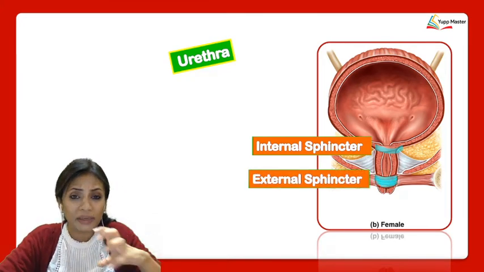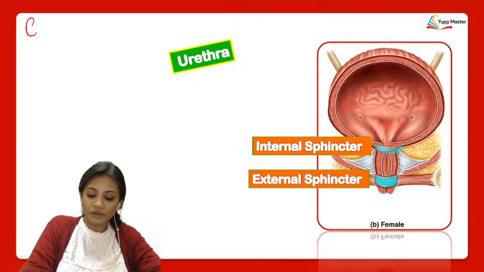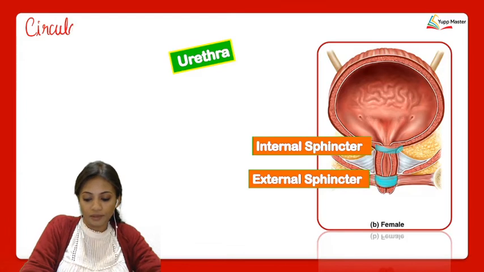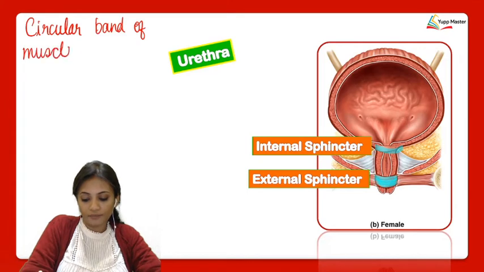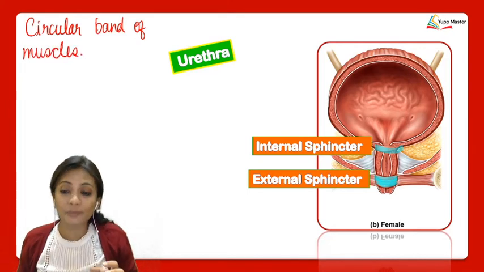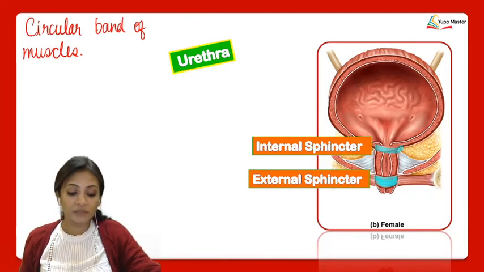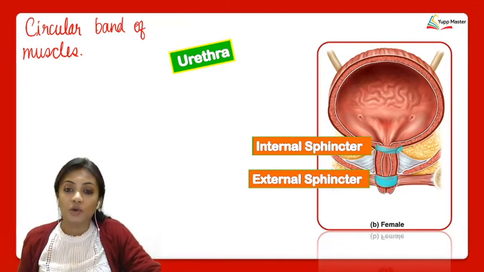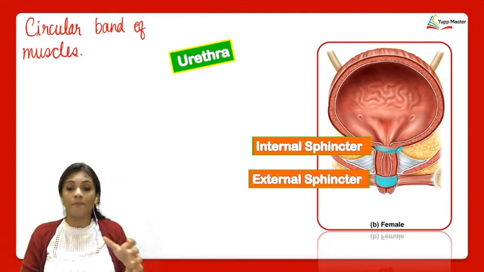Now, what is a sphincter? A sphincter is basically just a circular band of muscles. Now, when we talk about these sphincters, they are actually going to do different functions. Different sphincters doing different functions.